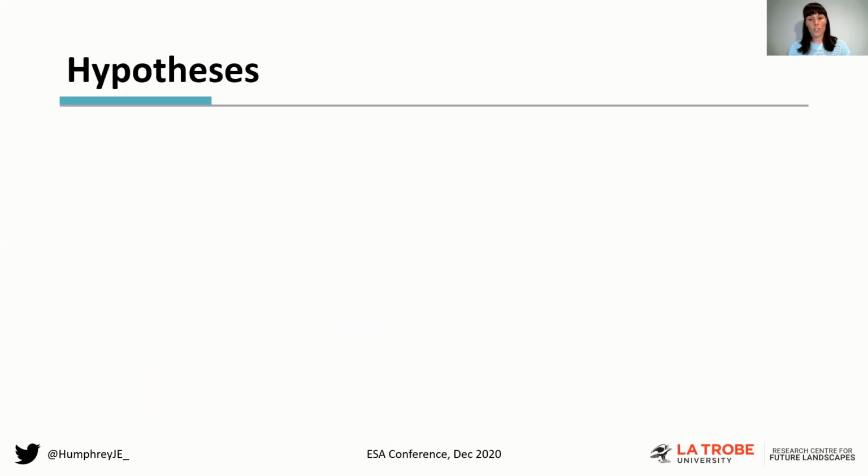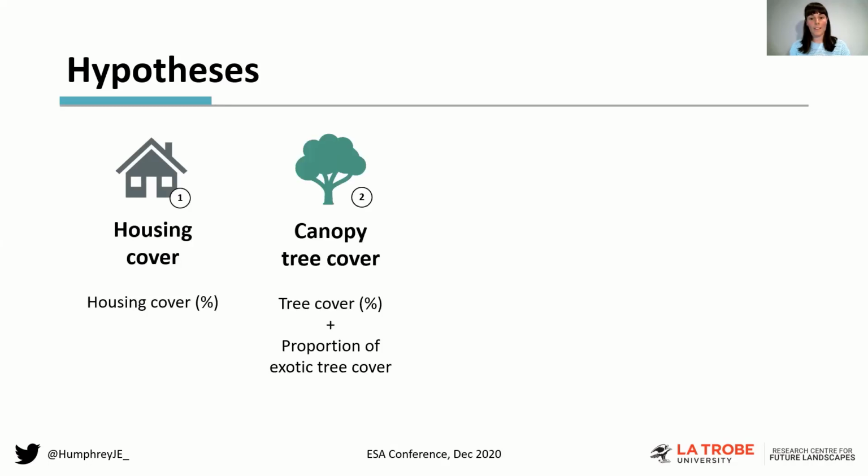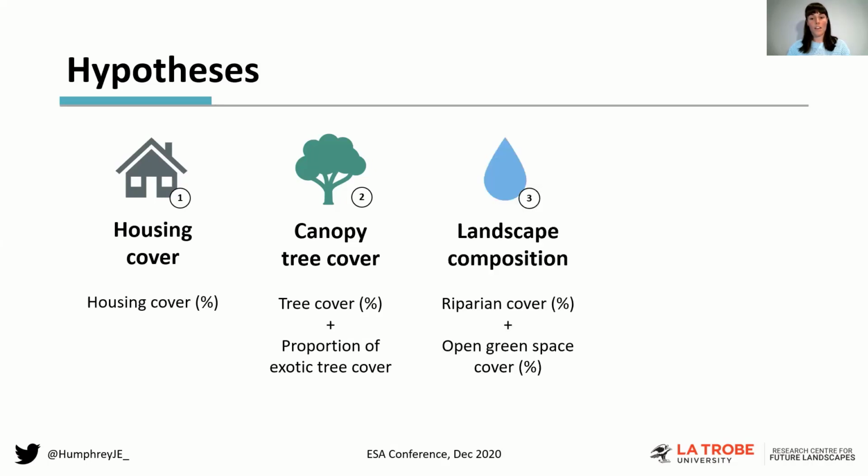For my modelling approach, I used generalised linear models to test 4 key hypotheses. Firstly, that species richness would be influenced by the housing cover within a landscape. Secondly, that it would be influenced by canopy tree cover, composed of both total tree cover and the proportion of exotic tree cover. Third, species richness would be influenced by landscape composition, including the cover of riparian areas and open green space.